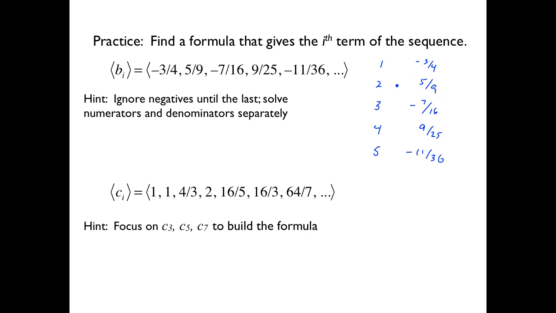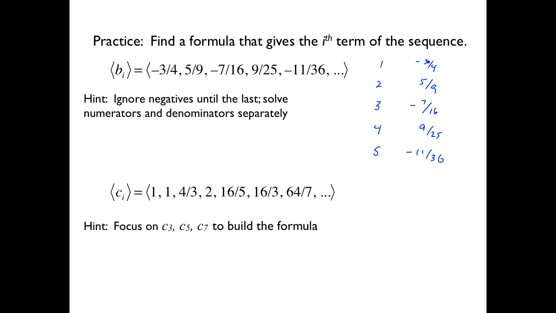That's really helpful. So if we look at just the numerators, we got 3, 5, 7, 9, 11. So just get this numerator. That's when the first term is 3, second term is 5, third term is 7. What would that be? Anyone get that?